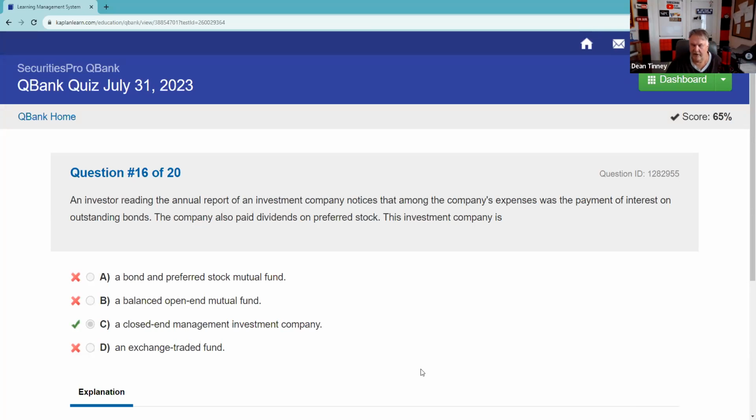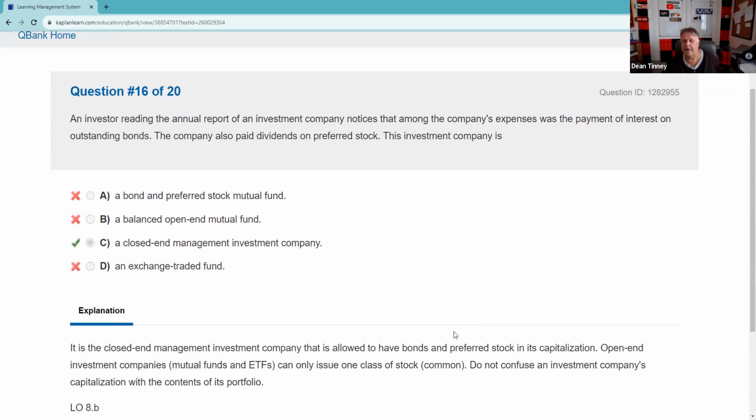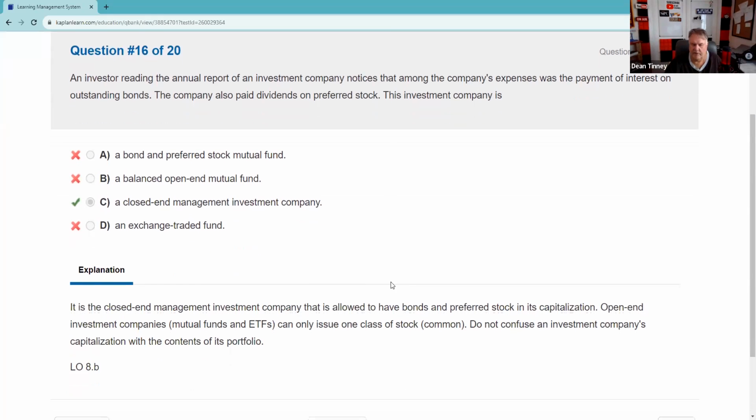So this is actually asking about the restrictions of an open end company versus a closed end. I think what I just said is testable, but I'm not sure you would see it this way, right? The closed end is allowed to have bonds and preferred stock in its capitalization. Open end funds, mutual funds, and ETFs can only have one class: common. Don't confuse the contents of the portfolio with what they can issue. I like that one. That one's tricky.